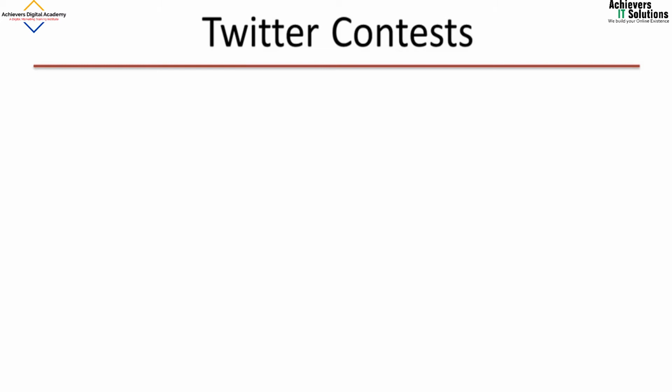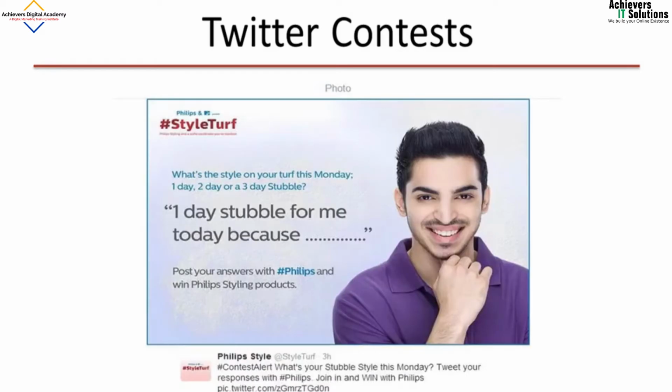So let's take a look at a brand contest case study here in order to understand better how contests on Twitter work. This is a case study from Philips, which had launched its style turf contest on Twitter. So they asked Twitter users to tell them what their stubble style was, whether it was 1 day, 2 day, or 3 day, and the users had to explain which one they preferred through the tweets. They had to post their answers with the hashtag Philips, and they could win Philips styling products.